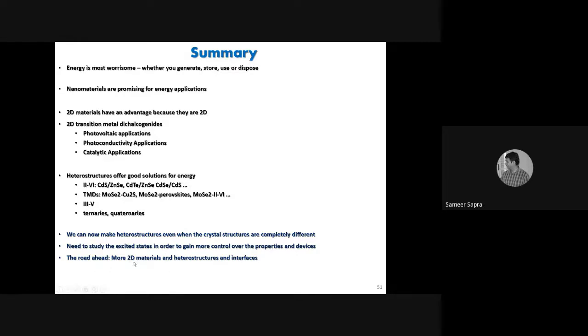And without any doubt, I'll tell you that the road ahead is more 2D materials and heterostructures, and particularly trying to understand the interfaces. A lot is happening at the interfaces, and one needs to definitely understand those things.